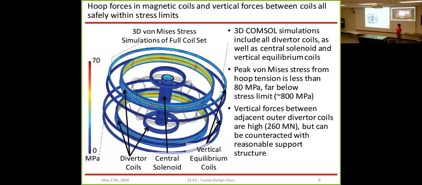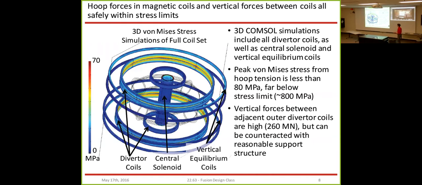Finally, this is jumping a little bit. I'll explain this diagram. We also looked at the mechanical forces on all of the coils. And it turns out that the hoop forces on the magnetic coils and the vertical forces between coils are all safely within stress limits. So this is a 3D von Mises stress simulation of the full coil set. So this is the diverter coils, which are here and there. So this is the outer and inner ones, plus the central solenoid, which is a big cylinder in the middle. And the vertical equilibrium coils. So these are these 4 coils furthest on the outside.